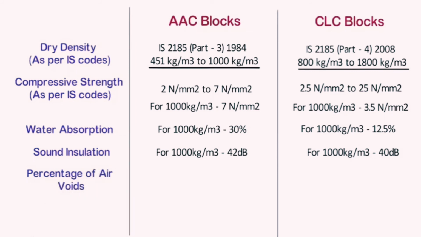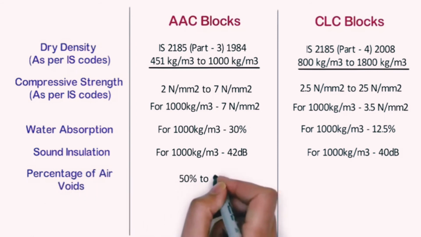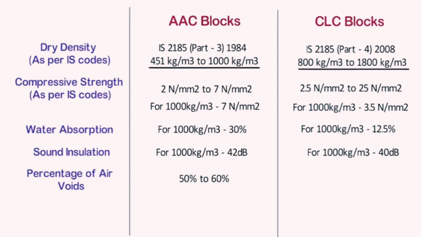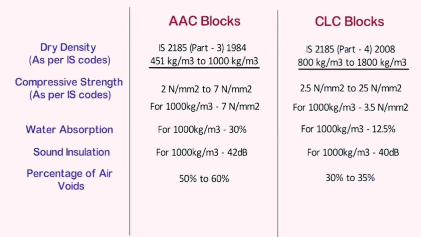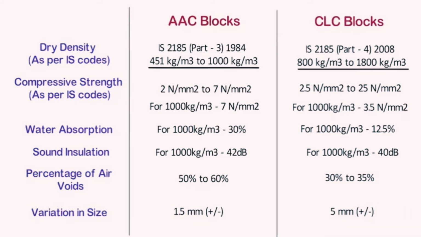Autoclaved aerated concrete contains nearly about 50 to 60% of air voids, whereas cellular lightweight concrete contains 30 to 35% of air voids. Variation in size. In case of AAC blocks, the size variation is plus minus 1.5 mm, whereas in case of CLC blocks, the size variation is plus minus 5 mm.